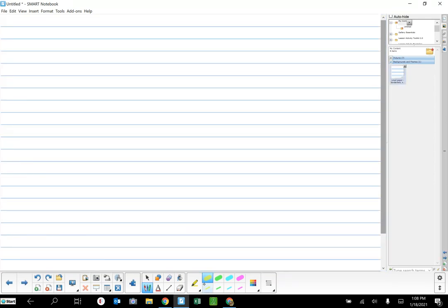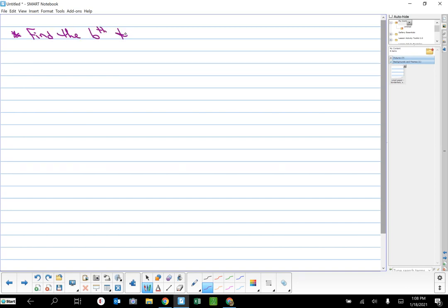All right, so let's get some paper. And here is the question. Pen, purple. Okay, so find the sixth term in the expansion of 2x plus 3y to the 11th.